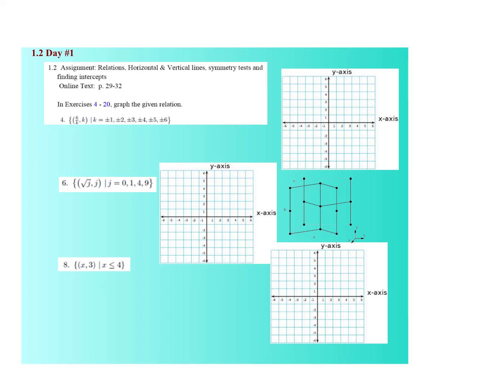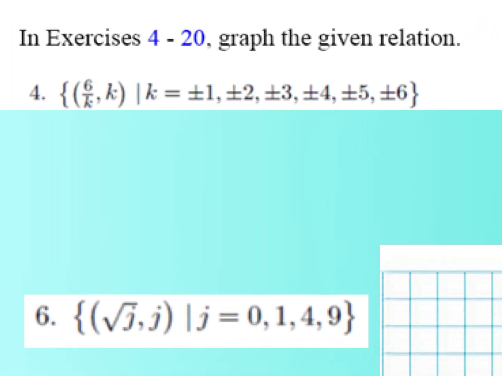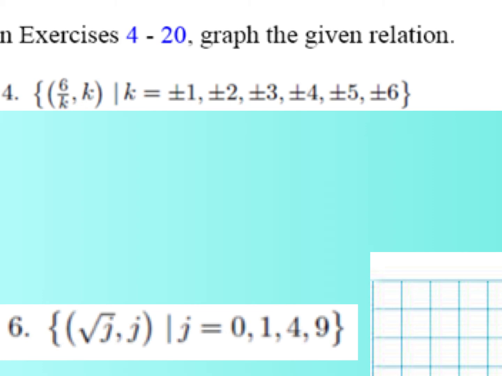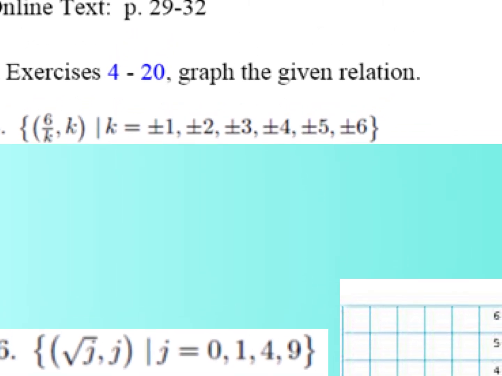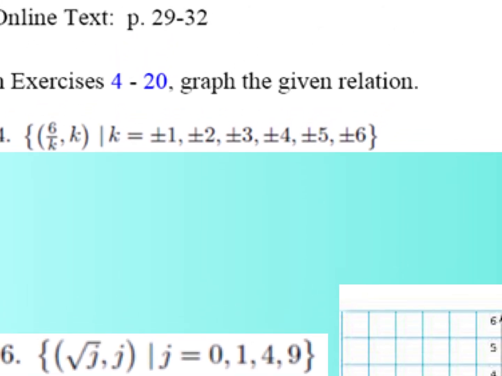So let's actually do a few problems on this topic. And this is weird. What the heck is going on here? Now it says graph the given relation. Does that mean it's not a function? No, because all functions are relations. So when they say relation, they're using a generic term that means it could be a function or it could not be a function. So let's actually get the first few points on this.